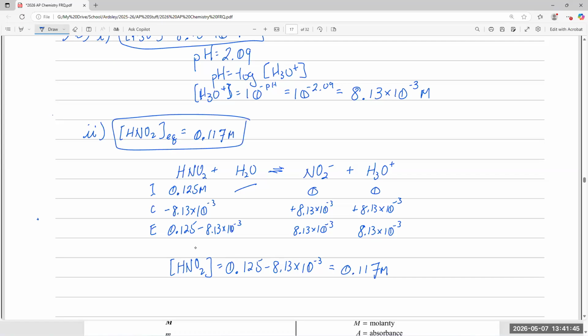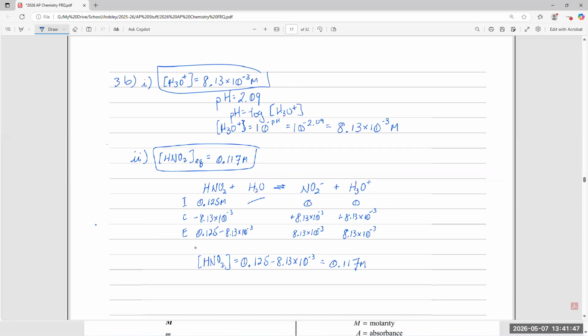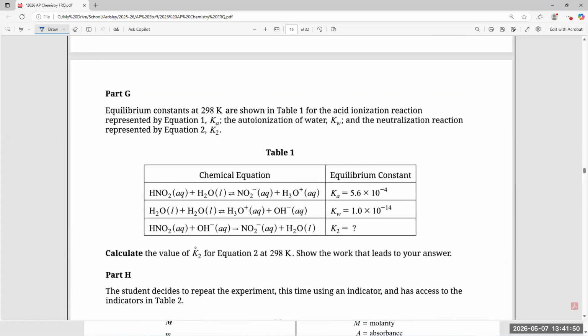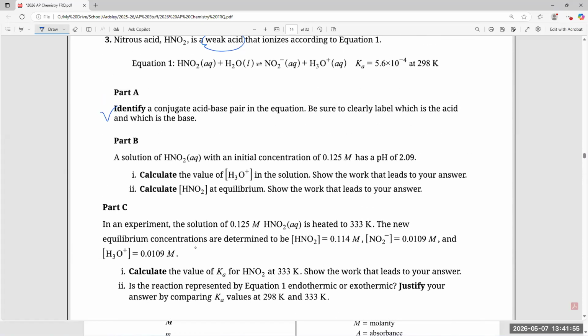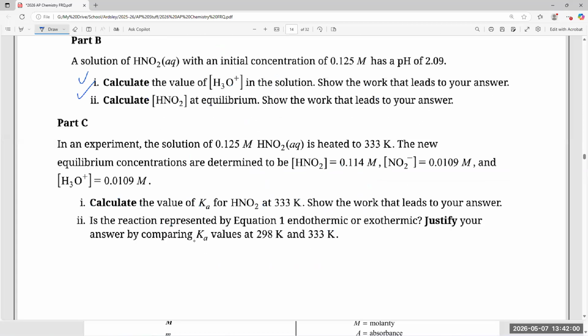All right, so let's move on. This was 3B2. Let's look at 3B3C, I guess. 3B1 and 2 is done. Let's go to part C. In an experiment, a solution of 0.125 molar nitrous acid is heated to a new temperature. The new equilibrium concentrations are determined to be such, such, and such. Calculate the value of Ka for HNO2 at 333 kelvins. That's easy, that's just straight plug in. Is the reaction endothermic or exothermic? Justify your answer.